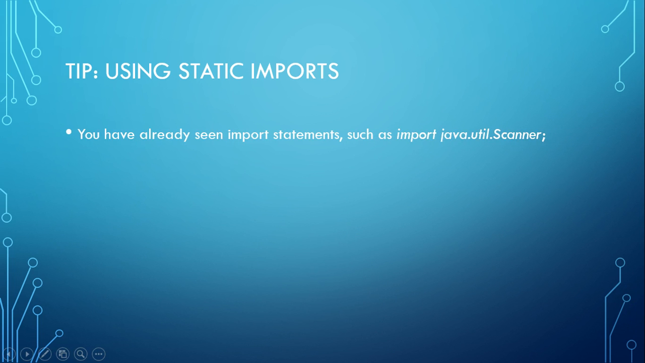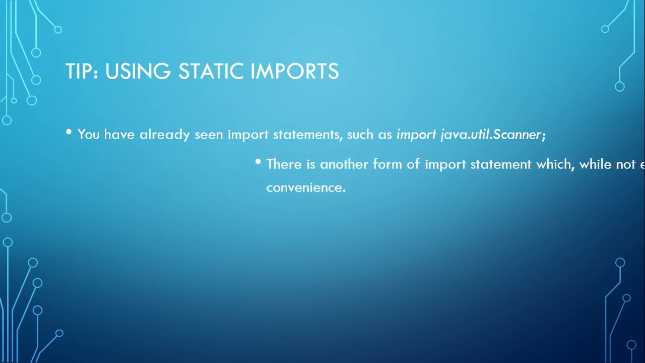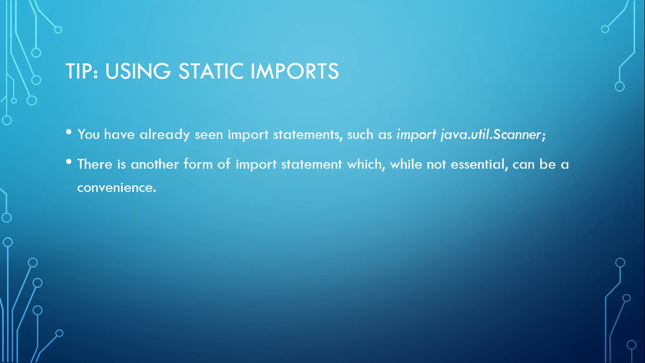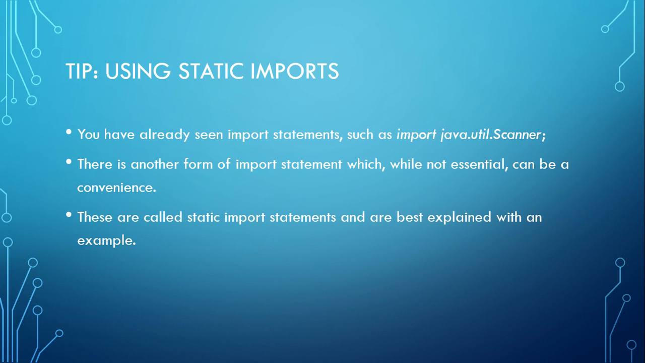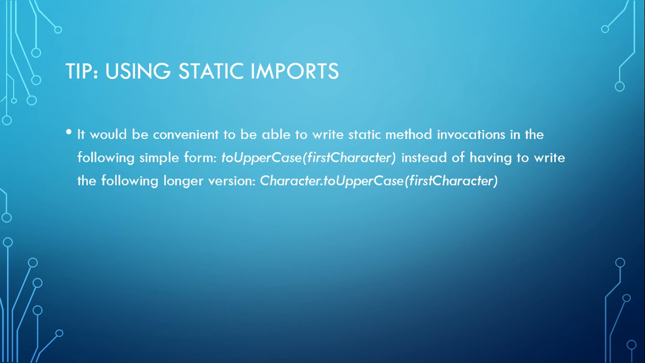All right, a quick tip using static imports. We've already seen import statements such as import java.util.Scanner. There's another form of import statement which, while not really essential, can be kind of a convenience. These are what are known as static import methods and are best explained with an example. It would be convenient to write static method invocations in the following form. For example, toUpperCase first character, instead of having to write out the longer version, Character.toUpperCase first character.